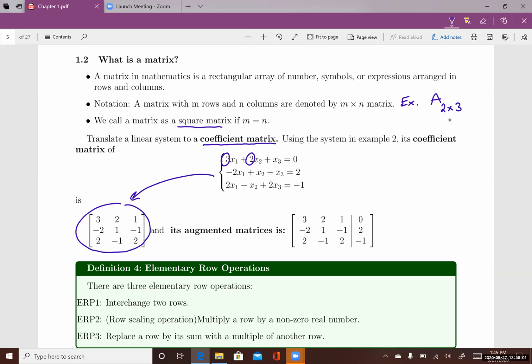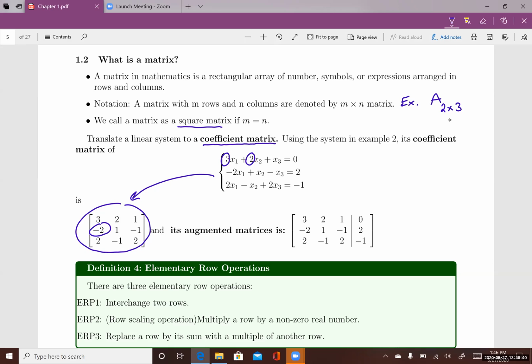As you can see, that 3 represents the coefficient of the first variable, and 3 is on the first row. That means it is the coefficient of the first variable of the first equation, right? And then negative 2 here is on the first column and the second row. That means negative 2 is the coefficient of the first variable of the second equation, and so on and so forth.